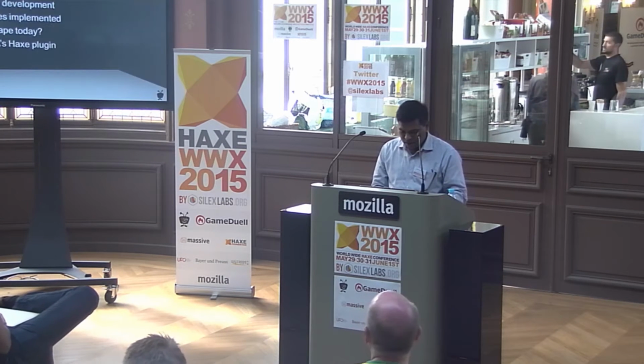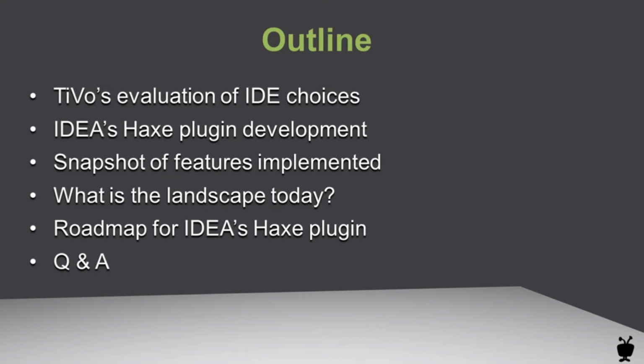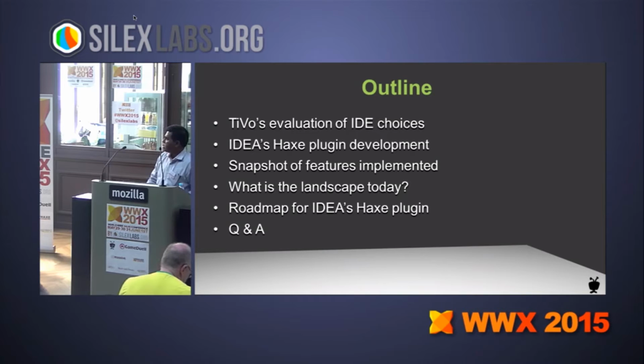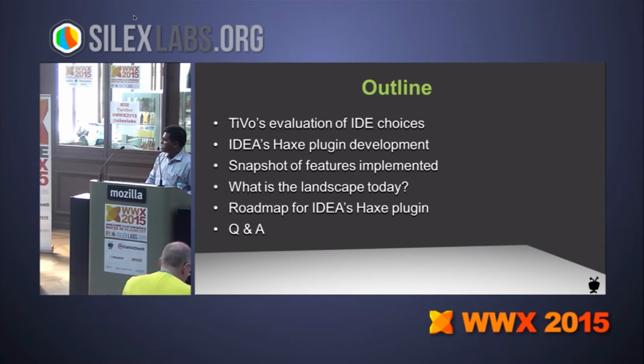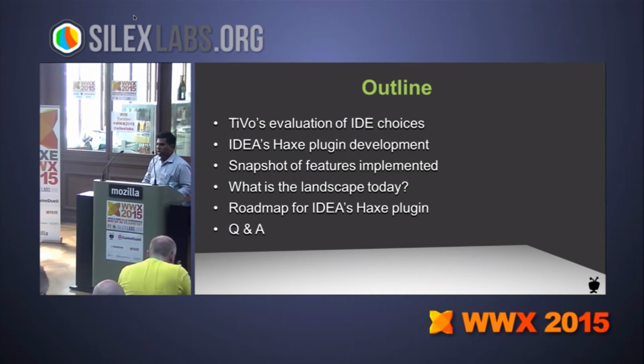I'm going to cover a little bit of an outline of what I'm going to talk about. First, I'll share how TiVo evaluated the existing IDE choices when we started off, and then why we invested a little bit of time on IntelliJ IDEA's Haxe plugin development, and some of the snapshot of features we implemented over the last 8-9 months, I think, and what the landscape is today, the choices that are there, and what else we plan to invest some more time on, and any questions and answers.